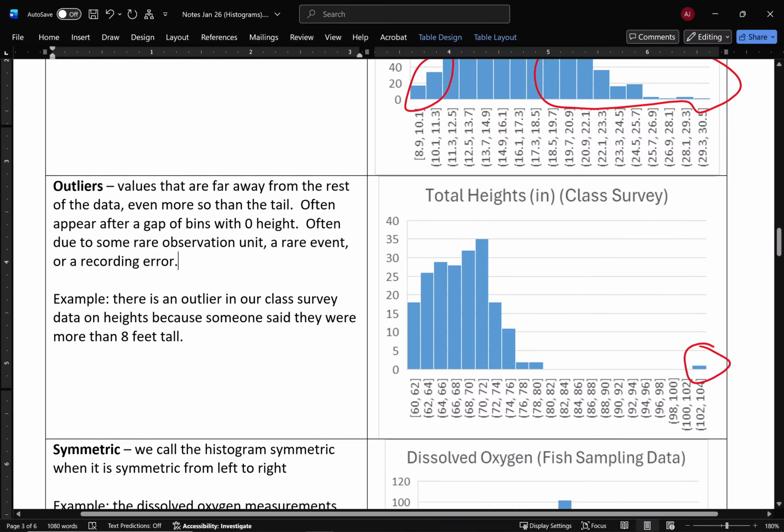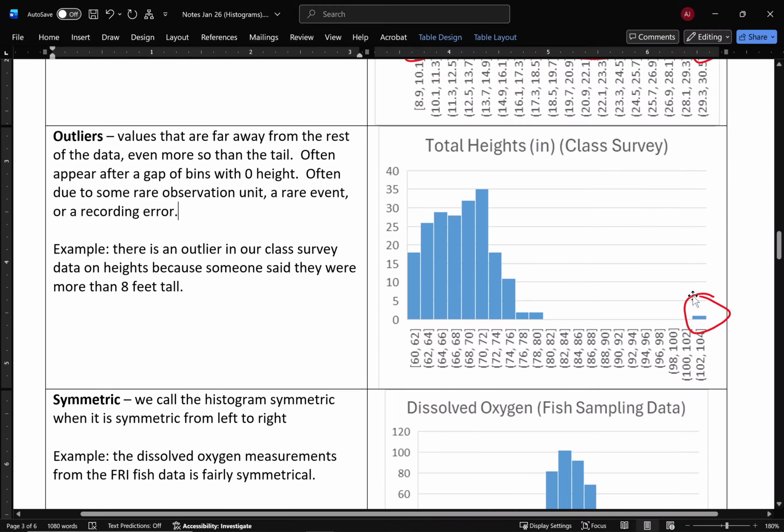Right, so those are outliers, data values that are really far away from the rest. And they can often appear kind of like a bump at the end of a tail, where there's a gap with 0 height bins in between.